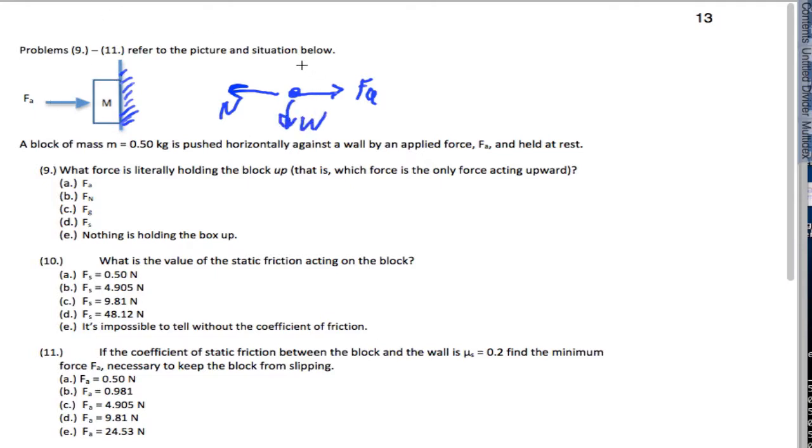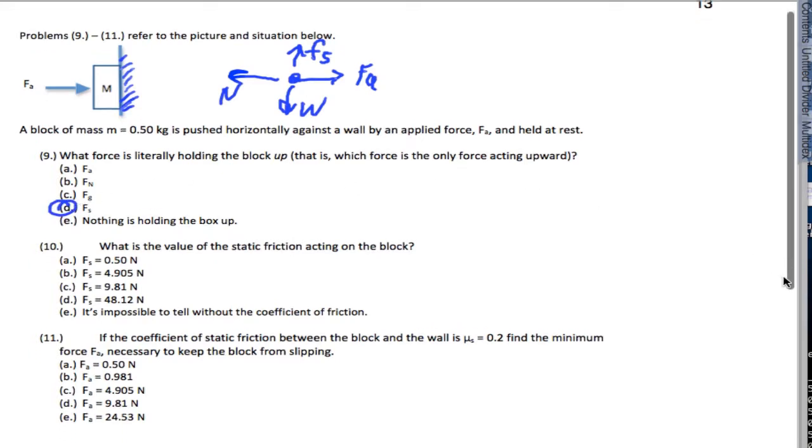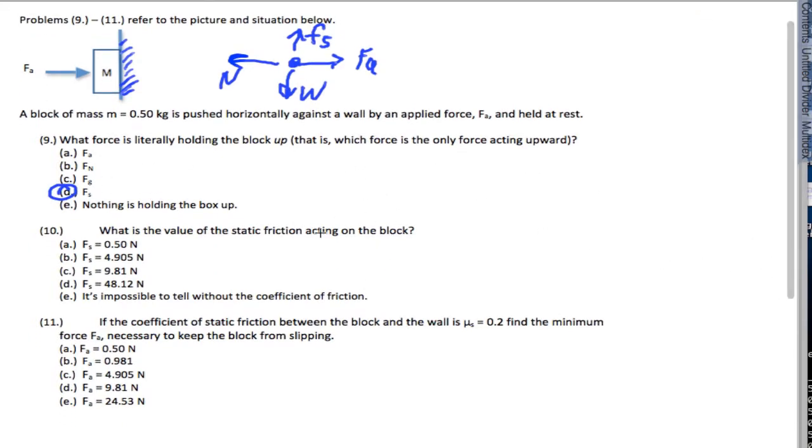So we have the weight, and we have the force that's supporting the block, and the only thing that could be doing that is static friction, which actually is the answer to number 9. Now, we want to get the value of the static friction acting on the block. Well, nothing's moving, so let's use statics. In the y direction, I know Fs equals W, and I also know that in the x direction, Fa equals the normal force. So I know that the static friction must be equal to the weight from the equation.